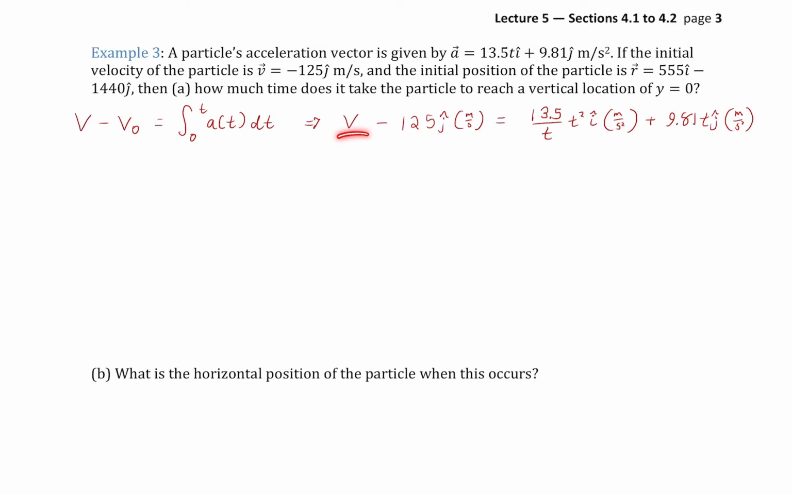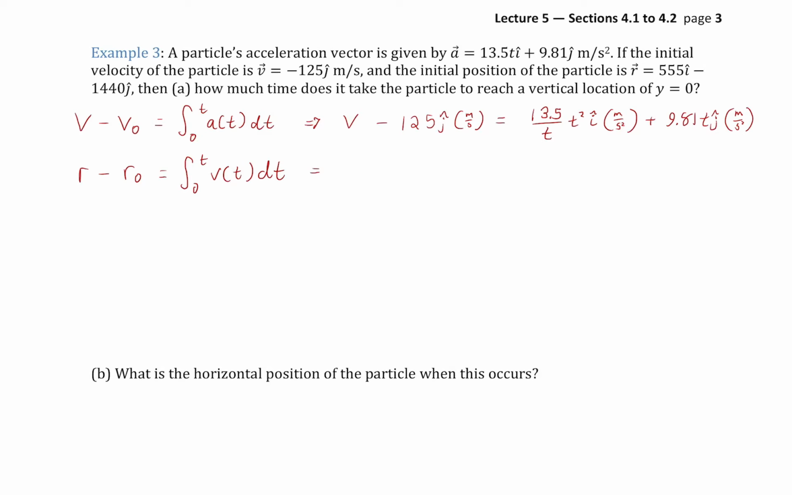All right, so we got v minus 125 in the j hat direction. Notice v here is really a vector, by the way. Excuse some of my slip-ups in notation here. It really should be like this. And then we have 1.35 over t times t squared. Oh, that's a dumb mistake. That should be a 2, not a t. That is not supposed to be a t. That is a 2, and I fix it on the next line.